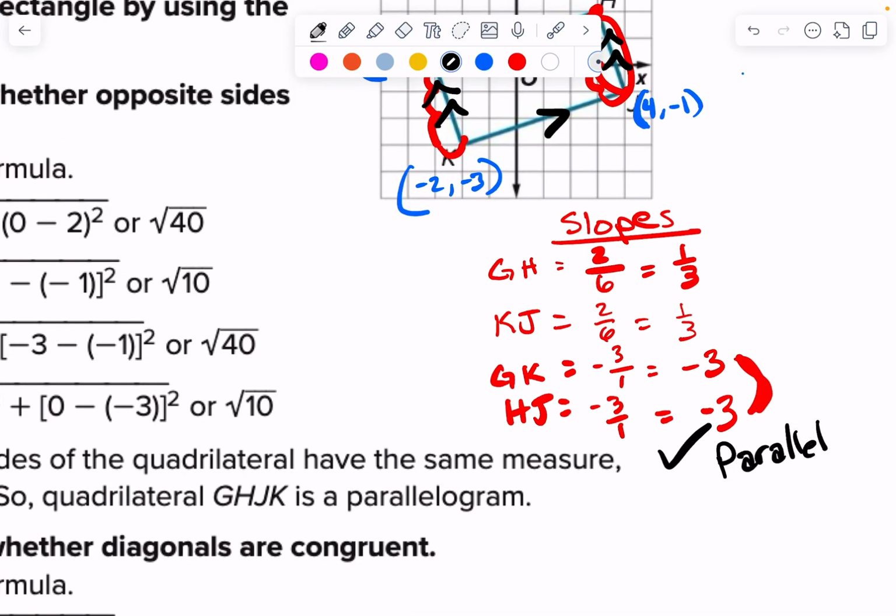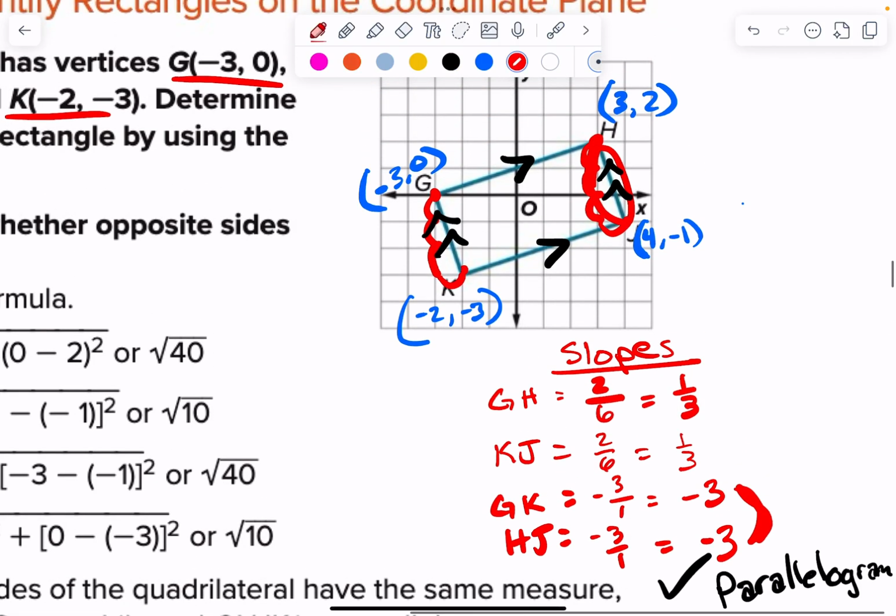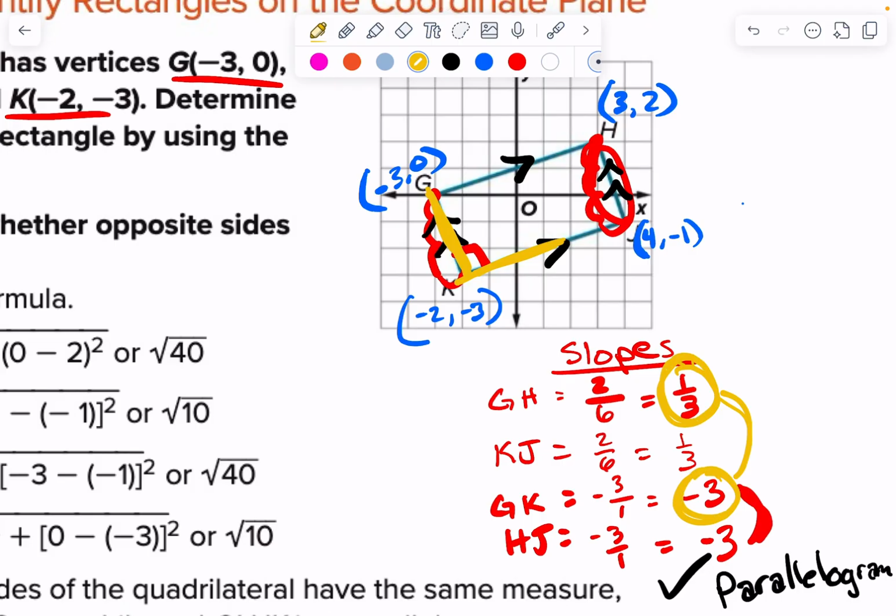But how do I know he is a rectangle? Well, he's a rectangle if this makes a 90-degree angle. And this makes a 90-degree angle if these two lines are perpendicular. And these two lines are perpendicular if their slopes are negative reciprocals of one another. So 1/3 and -3, are those negative reciprocals? Yes, they are. They match. They are negative reciprocals, which means they're making 90-degree angles. So check, he is a rectangle.